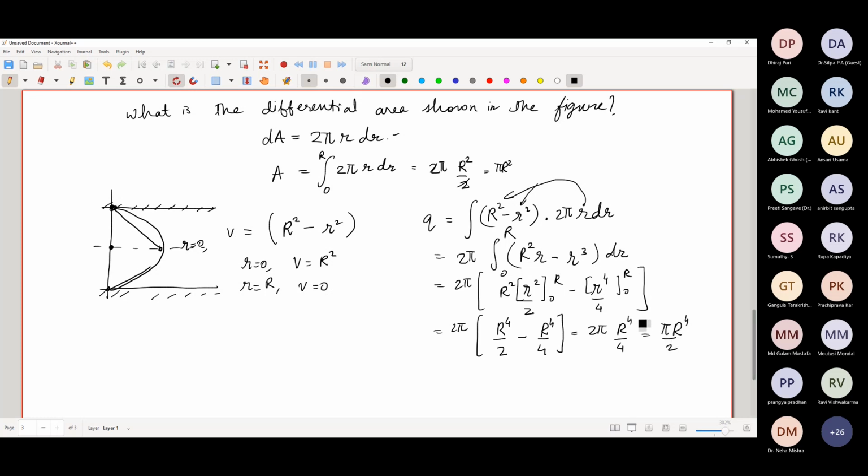And the reason why I have focused on finding the flux of the velocity is because we will be needing expressions like this in our study of pressure driven flows. So just make sure you understand how to find the flux of a velocity.